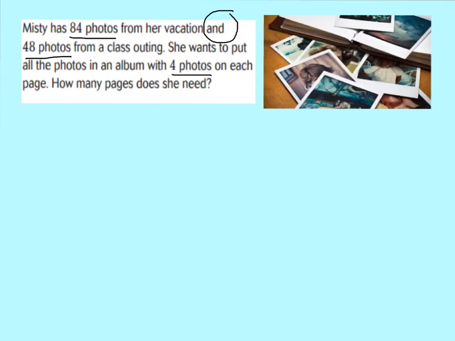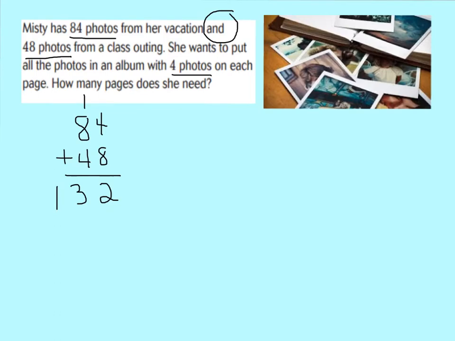That word and tells me that I'm going to combine my photos. So I'm going to use addition to find out how many photos I have altogether. So I'm going to add 84 plus 48. Now when I add, I'm going to need to regroup. 8 plus 4 is 12. I'll put my 2 here and regroup the 1 above my 8. Now 1 plus 8 is 9, plus 4 is 13. So Misty has 132 photos altogether.